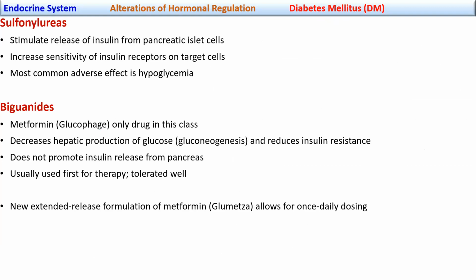So sulfonylureas, for example. Sulfonylureas stimulate release of insulin from the pancreatic cells, from the pancreas. They increase the tissue sensitivity to the insulin receptors. So the target cells, the drug will increase their sensitivity to the insulin and will accept the insulin at the receptor.